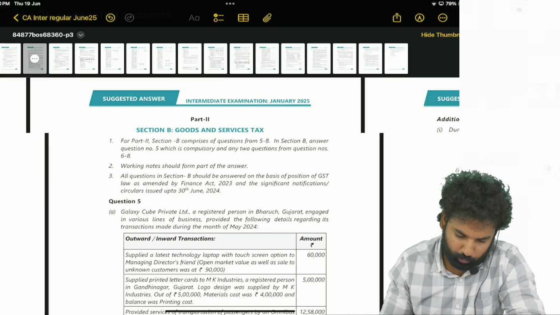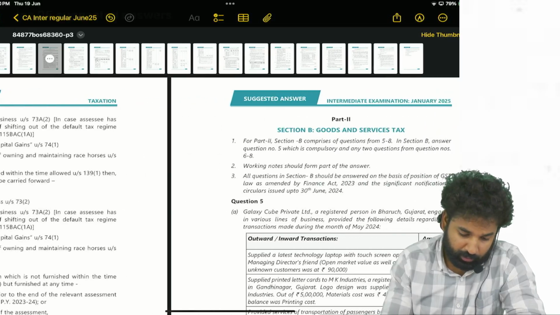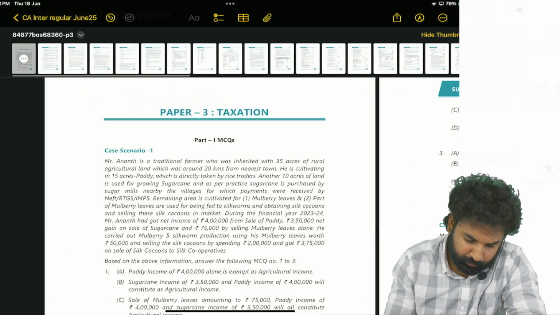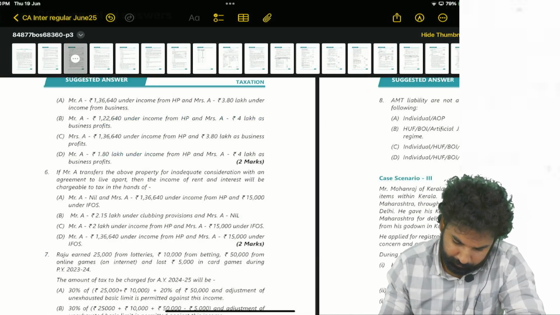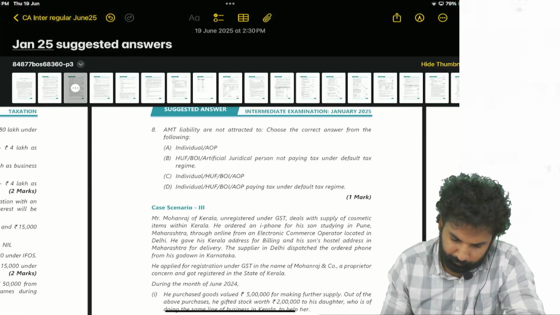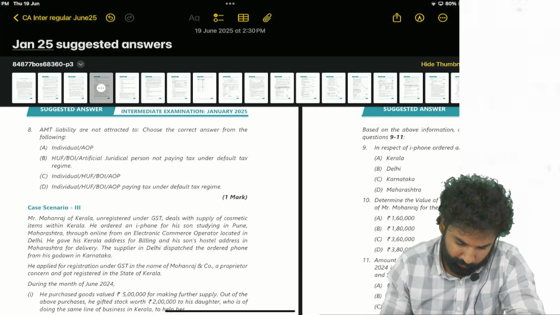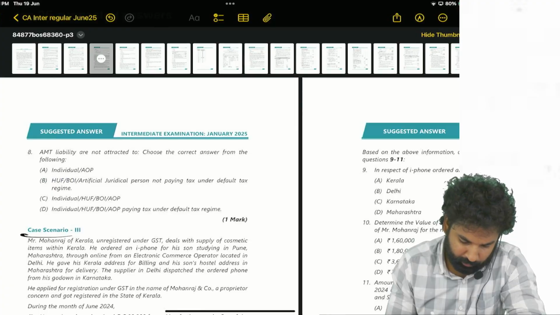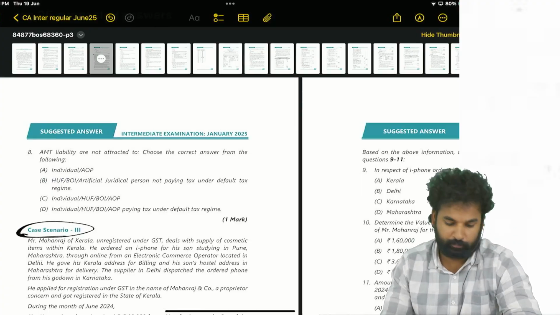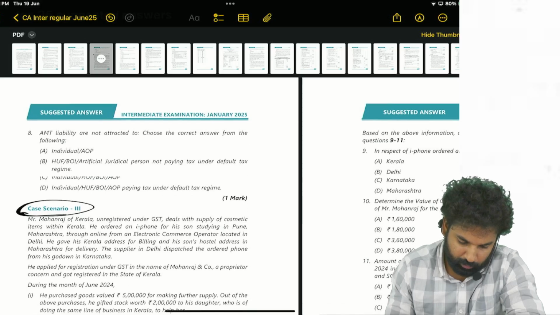Here is the part 2. In MCQs it is combined actually, sorry. Here we have case scenario 3, from 3 onwards, right?